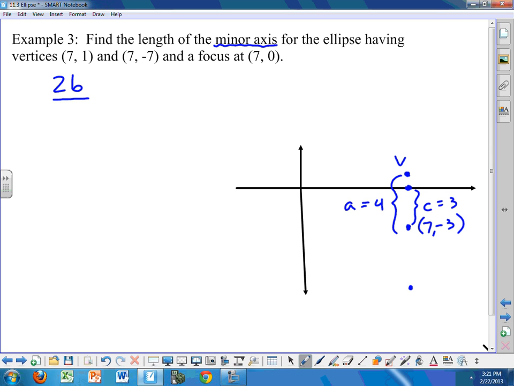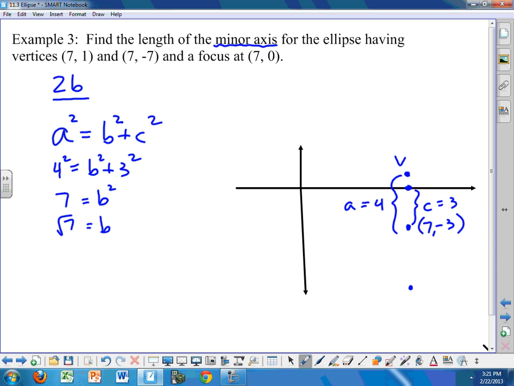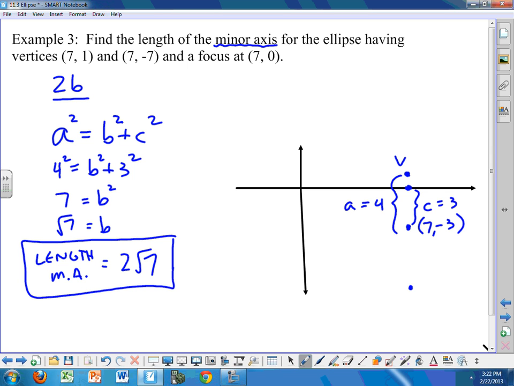So this problem turns out to be pretty simple if we write out our Pythagorean identity for the ellipse, a squared equals b squared plus c squared. Substituting the numbers we know, this is 4 squared equals b squared plus 3 squared, or 9, so 16 minus 9, or 7, is b squared. B therefore is radical 7, and so the length of the minor axis is 2 radical 7. So very quickly we can find that solution.